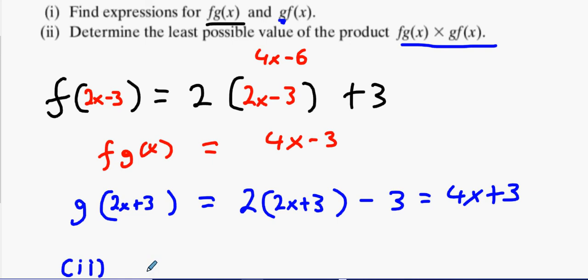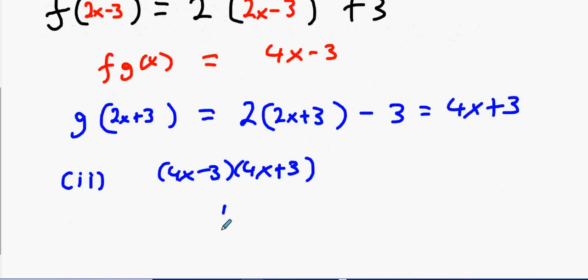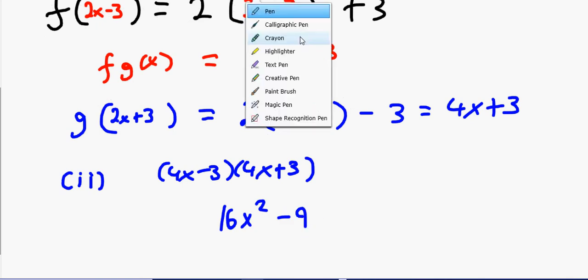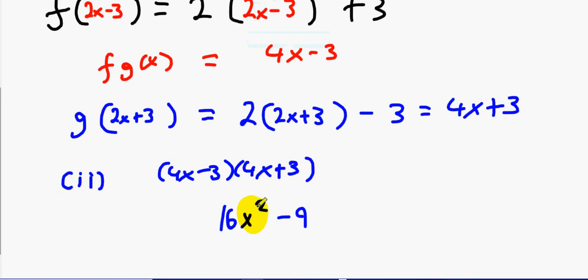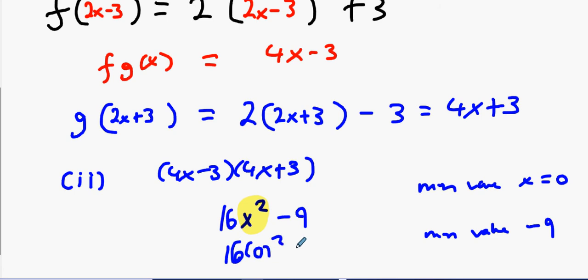Finally, multiply both answers by each other and determine the least possible value of the product. Okay, so multiply 4x minus 3 by 4x plus 3, and I'm thinking we're getting a difference of two squares, which would be 16x squared minus 9. What's guaranteed about x squared? It's always positive, 0 or positive. So what's the minimum value going to be? Min value when x equals 0. And what happens when x equals 0? The min value will be minus 9, because it'd be 16 times 0 squared minus 9. Alright.